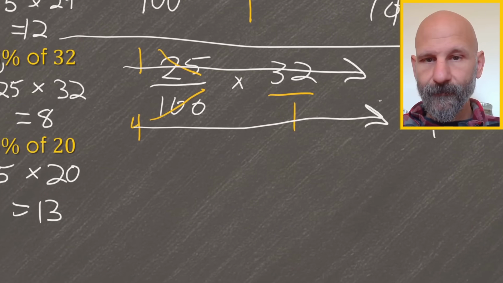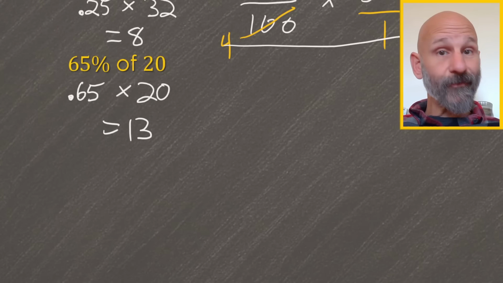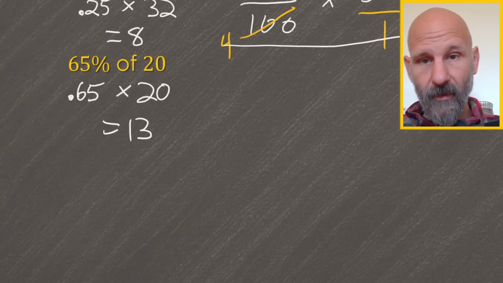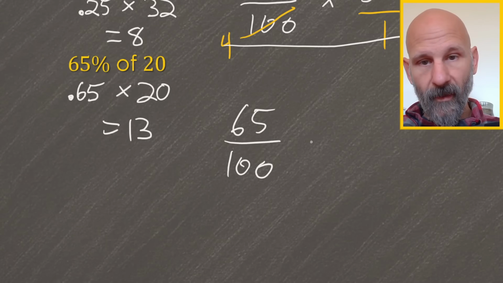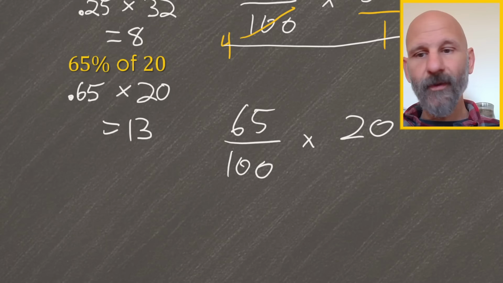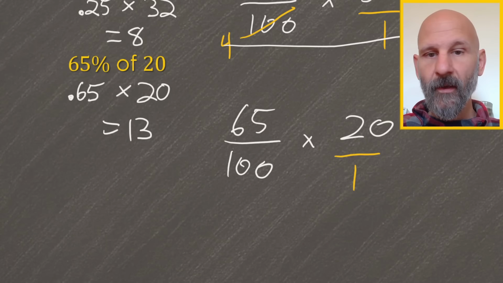All right, now the last one. We're doing 65% of 20. So change it into a fraction. So that's going to be 65 over 100, and then times 20. And we're thinking over 1. We're doing the fraction way here, okay? So we're thinking 20 over 1. So there we go. Reduce, right?